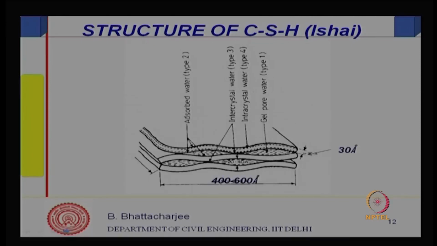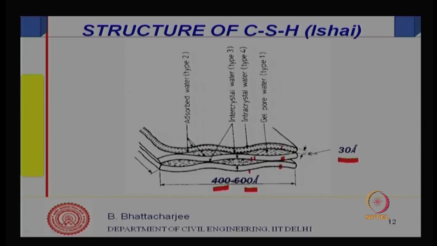Now, let us look at the structure of CSH. Several models have been proposed. This one is proposed by Ishai. These are sheets. So, you have one sheet, another sheet and other sheets. These sheet like structures have a thickness of the order of around 30 Angstrom, 400 to 600 Angstrom sheet length, and the space in between is 20 to 40 Angstrom, the interlayer space. And the water is there.